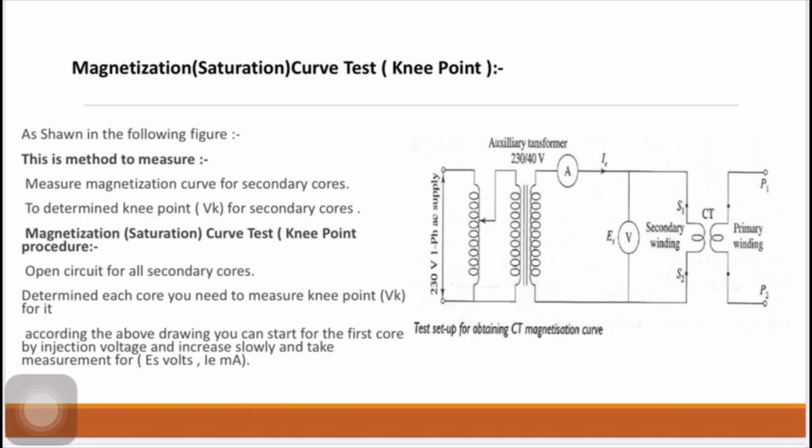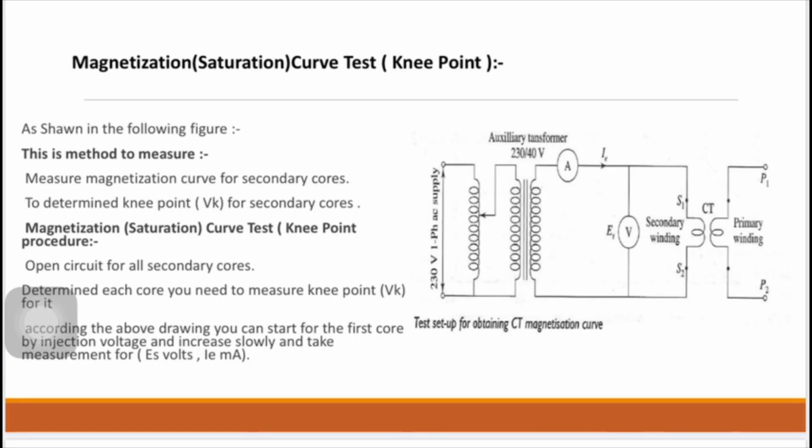This is the general setup to determine the magnetization or saturation curve. Here there is a transformer with connection of an auto transformer, the ammeter to measure the leakage current, and the voltmeter to measure the voltage across the secondary of the CT. Initially we keep the auto transformer at zero level, gradually increase the voltage, and at one stage we can see the knee point voltage.